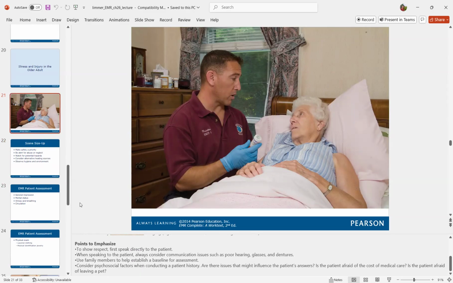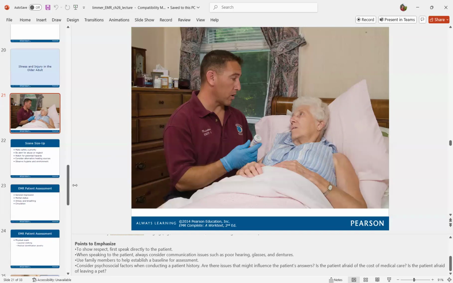To show respect, first speak directly to the patient. When the patient is speaking, always consider communication issues like poor hearing, glasses, dentures. Make sure there's adequate lighting in the room as well. Use family members to help establish a baseline for this patient for your assessment. Like, is this normal for them or is there something off? They're going to know. Consider psychosocial factors when conducting a patient history, or you guys will know, right, as caregivers, when you're out there, like this patient's acting different today. You're going to kind of know when this was happening.